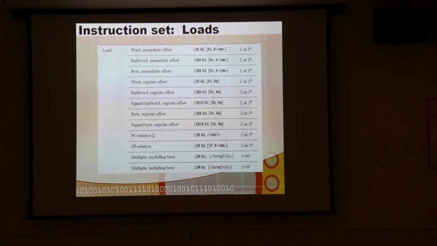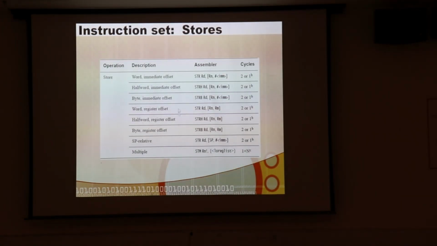And then you can also move stuff referencing the program counter or using the stack pointer. And you can also include, in some of these, offsets. With the stack pointer there's an immediate offset that's available there. And here there's a label that's relative to the PC. And then you can also move multiple bytes starting from a base register, excluding the base or including the base.